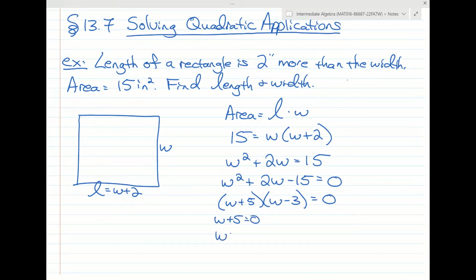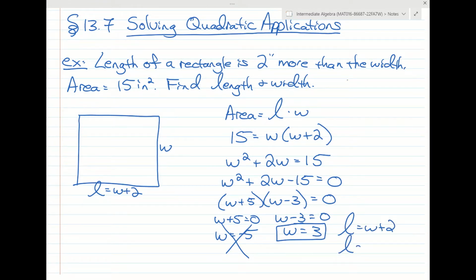Sometimes when you're solving these word problems, you get an answer that doesn't make sense. Like, which of these answers wouldn't make sense here? The -5 right here, right? Yeah. So you can't have a negative width. So if the width is 3 and the length is the width plus 2, that means that the length would be 5.